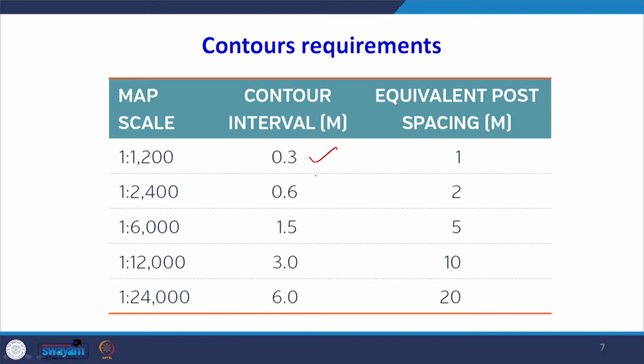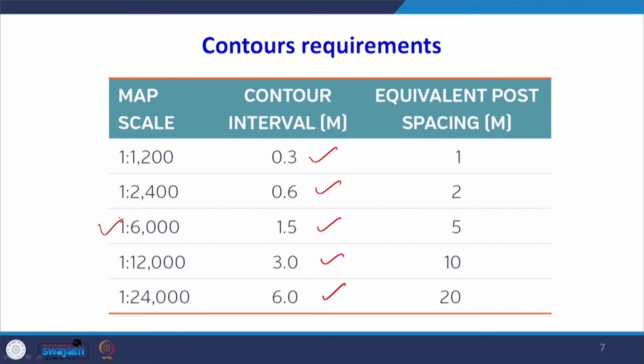Now this indicates that we require the DEM to be created at different scales, because our scale of map preparation is different depending upon the application and the project. So we are selecting some kind of contour interval here, ranging from 0.3 meter to 6 meter at different scales. If you are creating the contours from spot elevation data, then this kind of table is very important, so that we know if our working scale is 1:6000, then we need a contour interval of at least 1.5 meter.